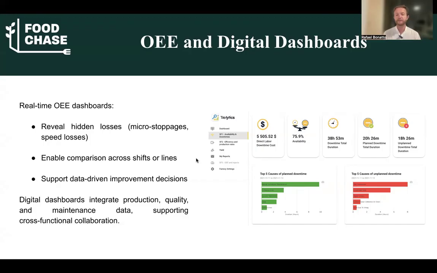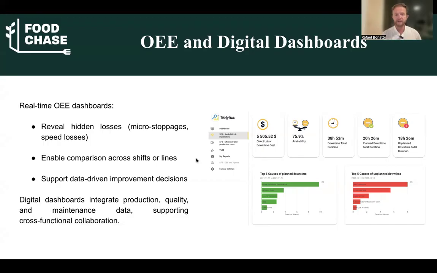And support data-driven improvement decisions. This data will help you take the decision and helps you under an audit or maybe under a certification scheme to prove, look, I have the data here. I have taken such a decision based on this data. This helps you a lot.